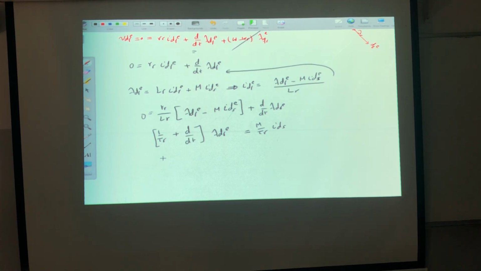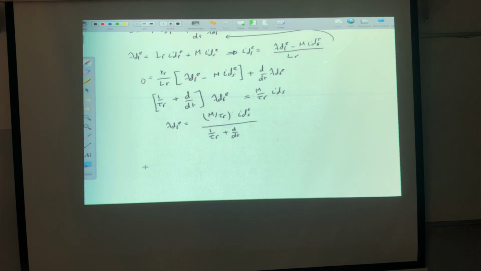So now I can calculate lambda DRE. Lambda DRE will equal M over tau R IDSE over 1 over tau R plus d by dt. This operator can be seen as s, differentiate. So simply, if I'm giving IDS as a reference, then I multiply it by M over tau R over 1 over tau R plus s. This s, the d by dt, if I need to implement it in MATLAB, then I will get lambda DRE as a reference, correct?